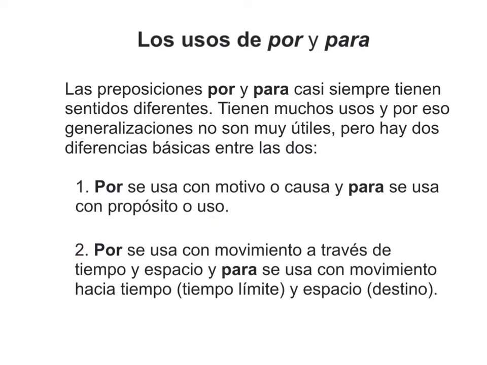Entonces, la diferencia básica número dos, por se usa con movimiento a través de tiempo y espacio. So movement through time and space. Y para se usa con movimiento hacia tiempo y el espacio. So in the direction of time, in other words, is expressing tiempo límite, which means deadline, and space, right? So going in the direction to a place expresses destination, destino.